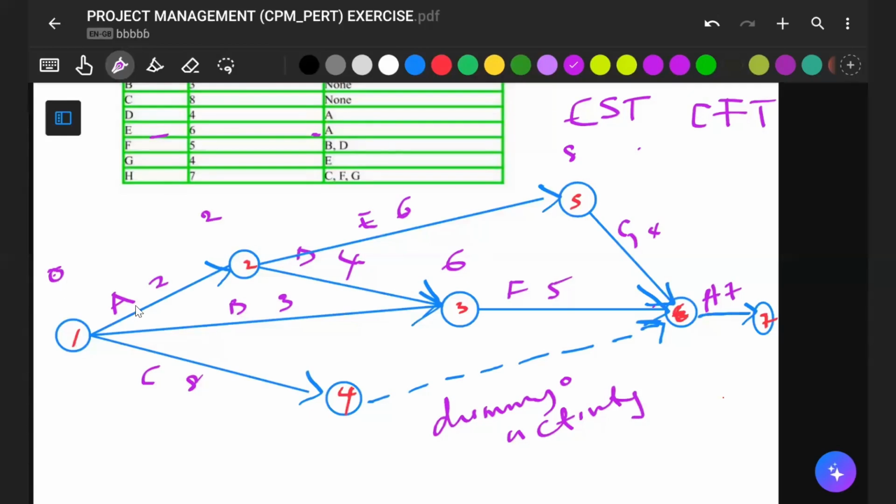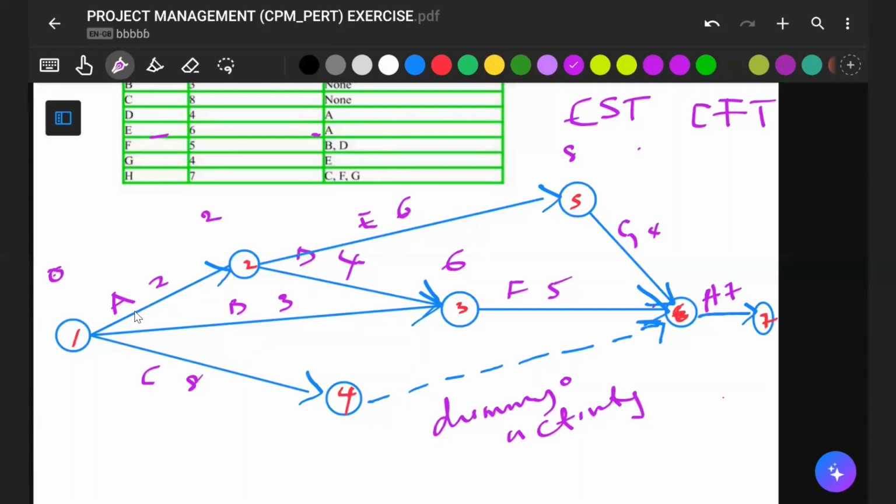So we say activity A has 2 months to get completed. If activity A starts here, it will end here at this node. How do we know what will be here? 0 plus 2 gives us 2. Automatically, this 2 becomes the starting time of activity E and also activity D, because both of them are coming from A. So this 2 now becomes the new starting time for activity D and activity E. This is E and this is D.